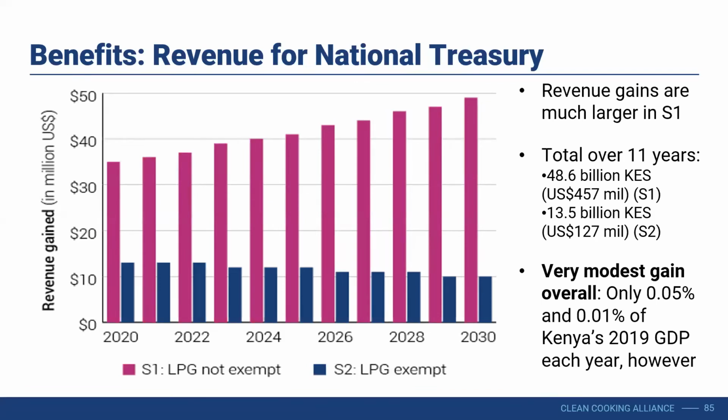But this revenue in scenario 1, so where it's higher, is still only about 0.05% of annual GDP and will not really significantly affect the government's debt situation. Scenario 2 is even more modest, about 0.01% of annual GDP additional revenue. Next slide.